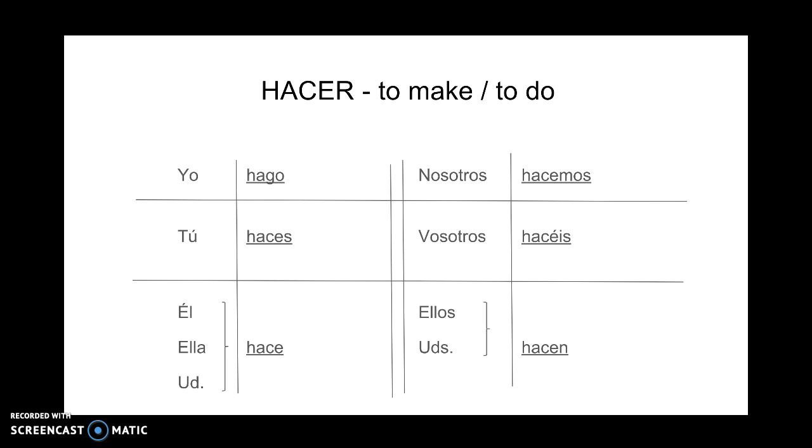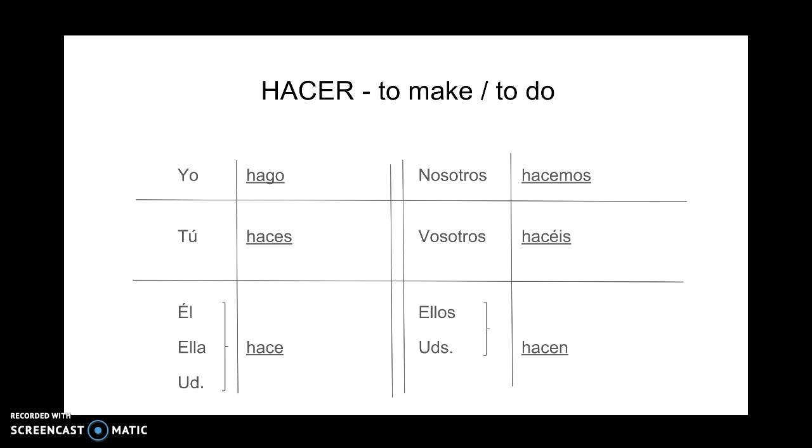Now, the one thing you really need to remember, it's very important, is that when you're asking a question with hacer, for example, ¿qué haces tú el viernes después de la escuela? Or, what do you do Friday after school? We usually use a different verb to answer the question, unless, of course, you're just going to do your homework.